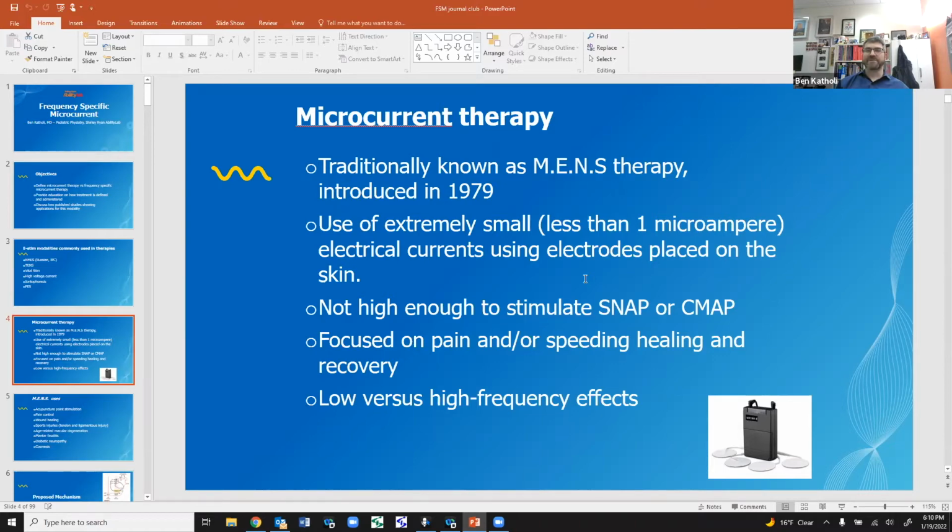So that was one of the things that drove me to get into it. And it was first studied for pain or to help with tissue healing after injuries. And there's an example in the lower corner there of a box that we used to use. Well, actually, I still use them for home. And they're used a lot for pain management.